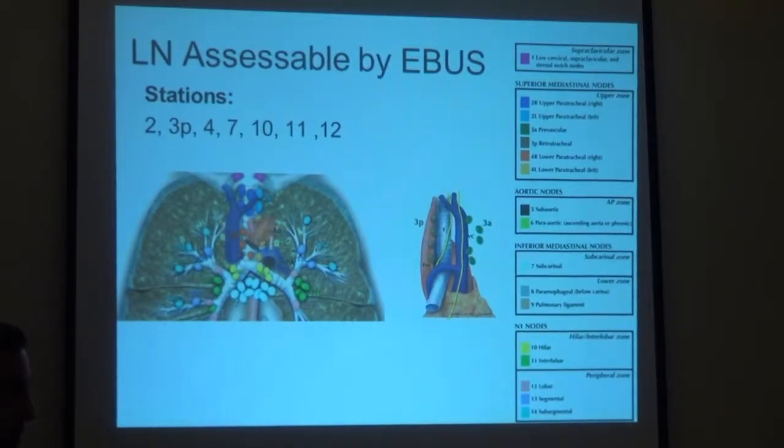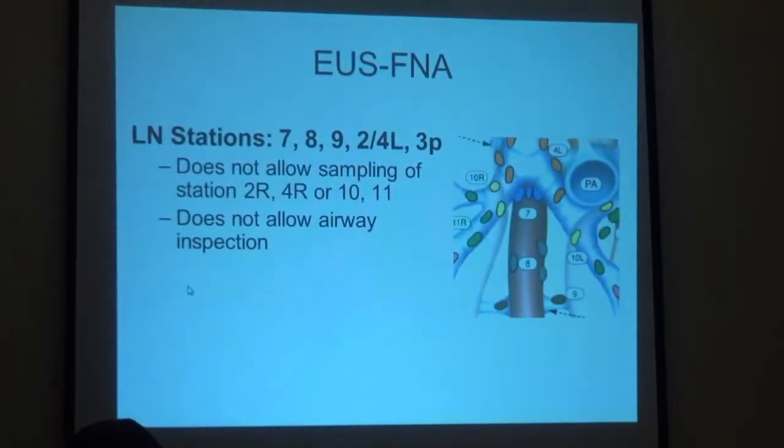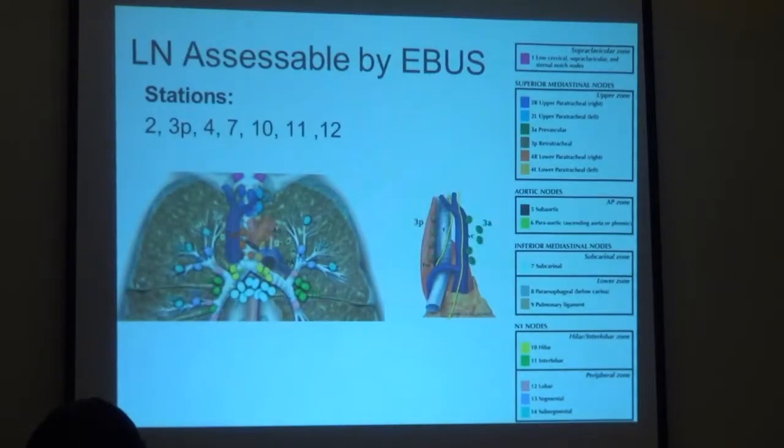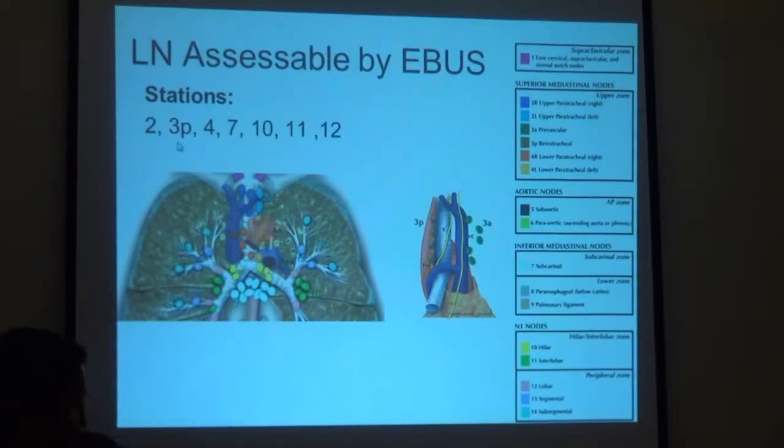But just to mention that the endobronchial ultrasound will be able to give you access to the lymph nodes that are surrounding the trachea, logically. So these are the lymph nodes that you could access with endobronchial ultrasound. Others could be accessed by EUS, and we'll show you. So everything around the trachea, the station 2 and 4, the upper and lower paratracheal, and the retrotracheal, 3P, could be accessed by EBUS, the subcarinal here, and the hilar, the interlobar, and the segmental.